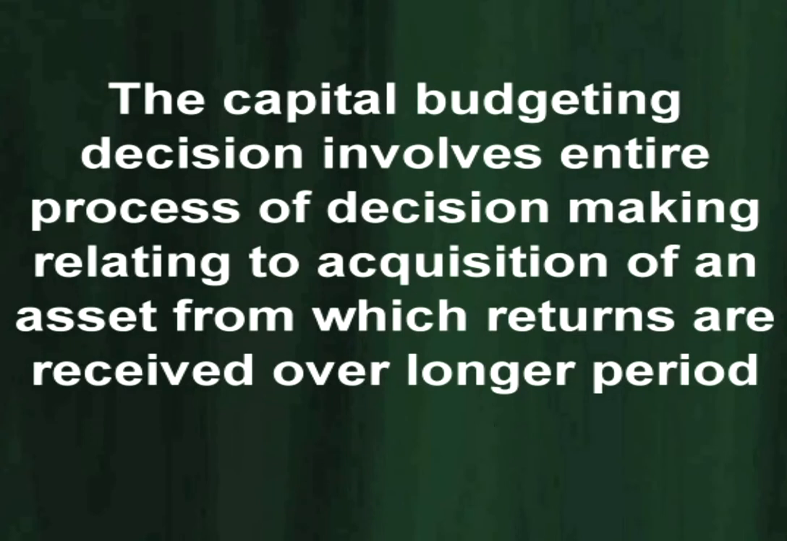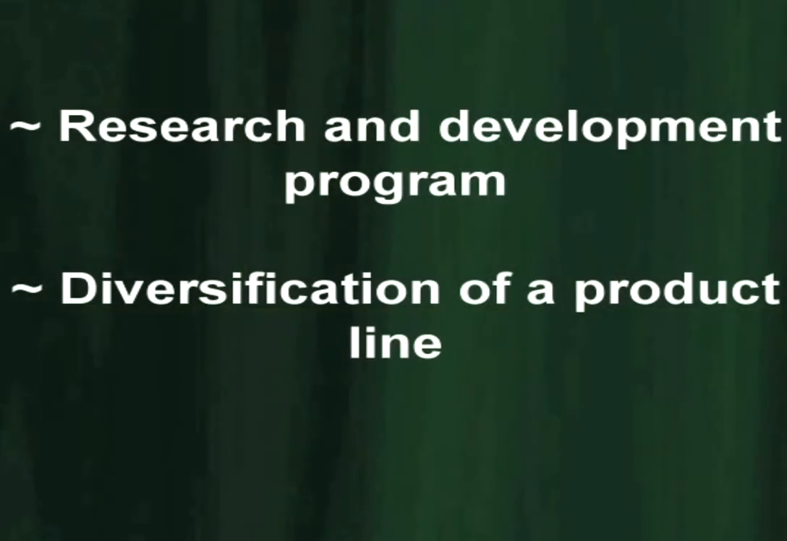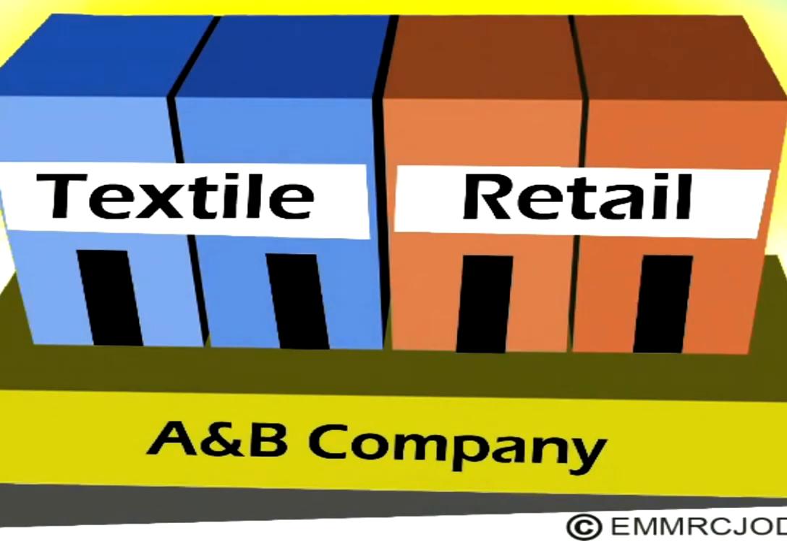The capital budgeting decision involves the entire process of decision making relating to acquisition of an asset from which returns are received over a longer period. Examples are to buy a machinery. If I buy a machinery today, I will reap its benefit in a longer period because I will use it in production and my production will continue year after year. Second, to undertake a research and development program. Third example is diversification of a product line. It means if a company is into the textile industry, it can diversify its product line by going into retail business, or to launch a promotional campaign. These are the examples of capital budgeting projects.